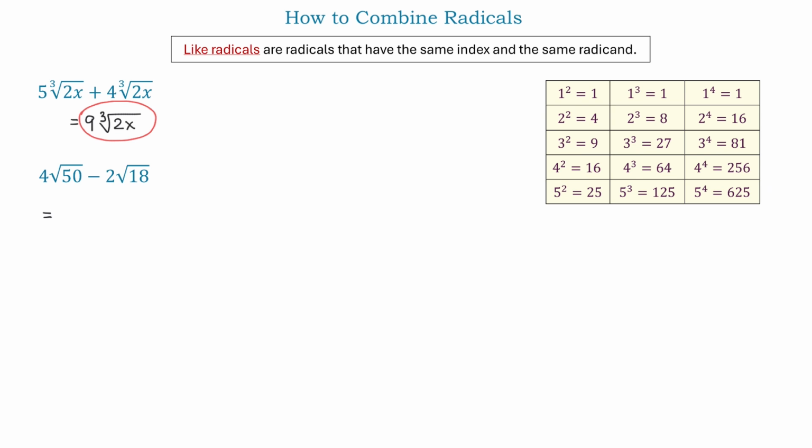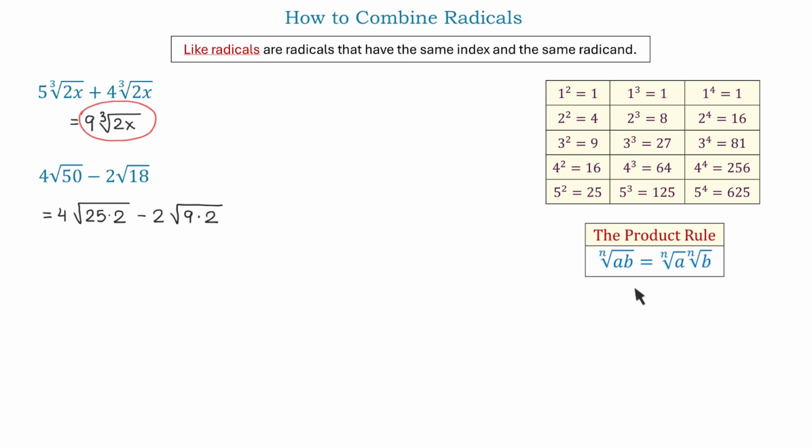So then, we will write 4, and in place of 50, we will write the product of 25 and 2, minus 2, and in place of 18, we will write the product of 9 and 2. Then using the product rule, we will take the square root of 25 and the square root of 9, and we will keep 2 inside. So then, we will write 4 times the square root of 25 is 5, keep 2 inside the square root, minus 2, the square root of 9 is 3, and keep 2 inside.